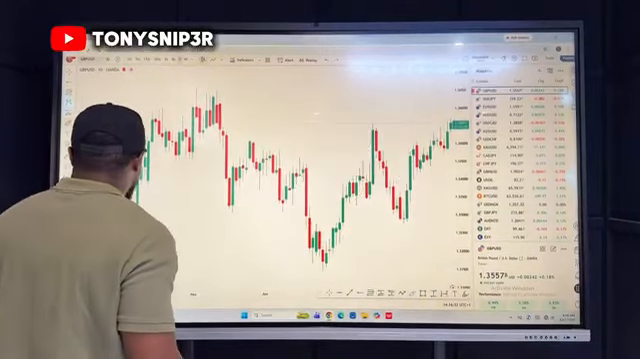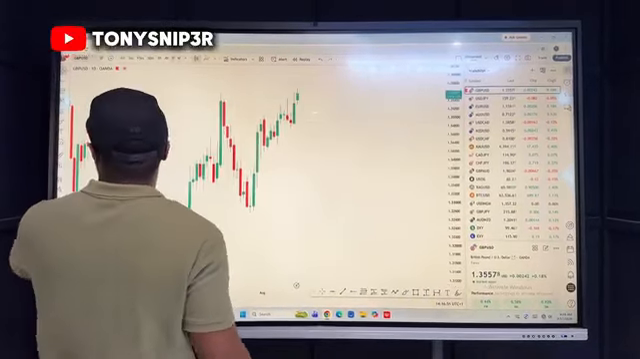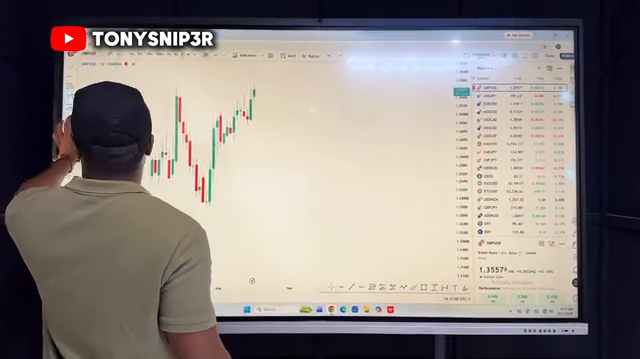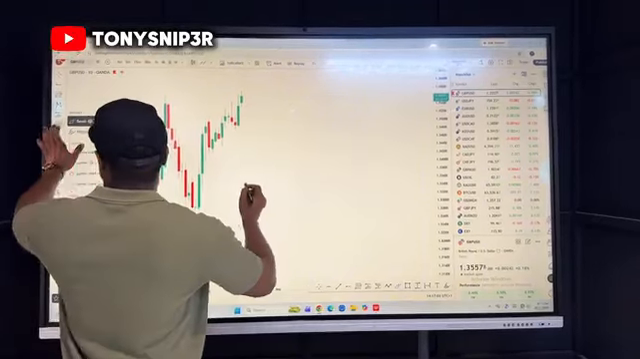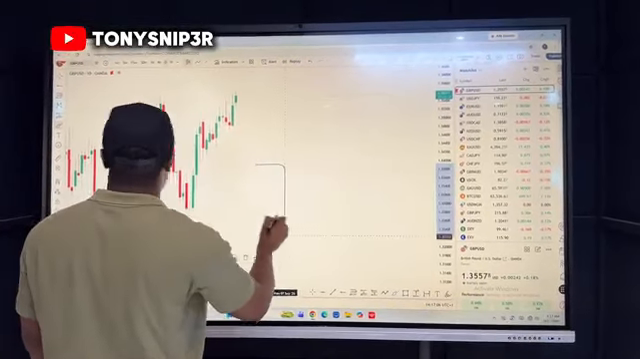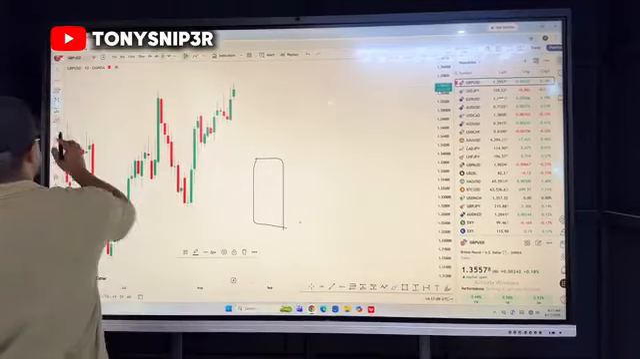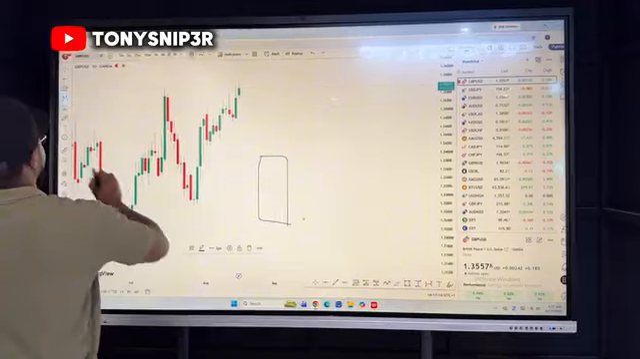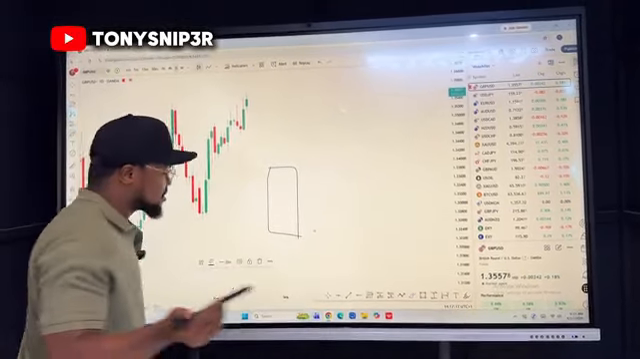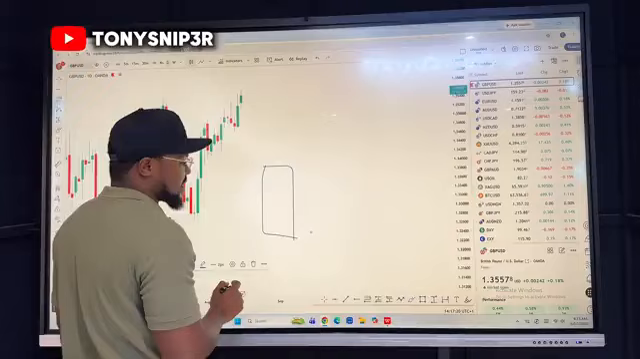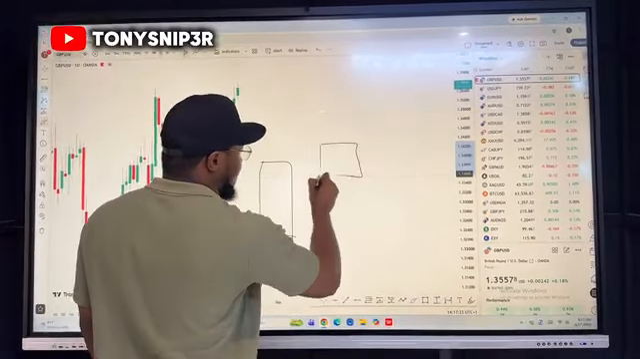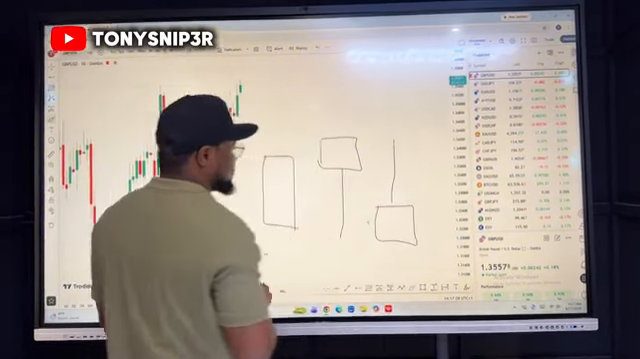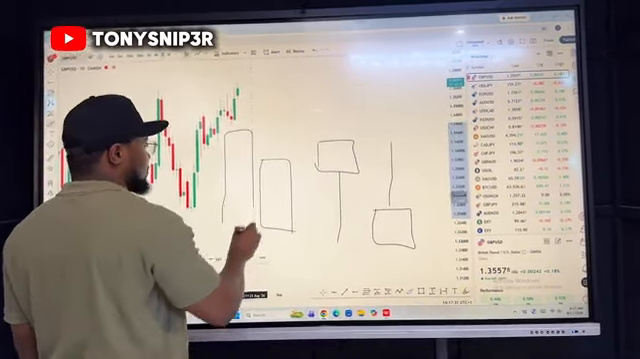Now, let me give you a few examples. Now look at this candle here. Let me bring out something here. I think there's a network issue. All right, so let's use this candle as an example. Look at this candle. Look at this candle. Then also this other candle.